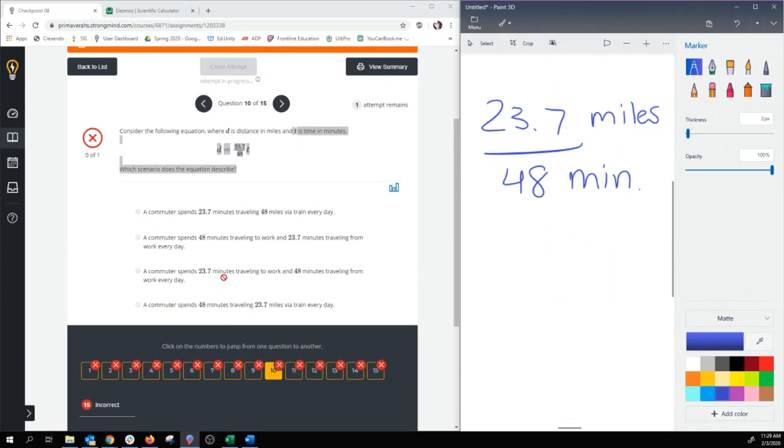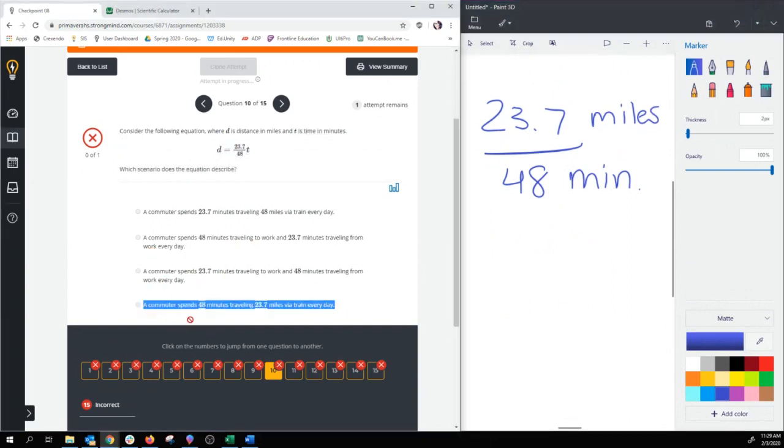Let's see. So this looks like it should be this bottom one here. A commuter spends 48 minutes traveling 23.7 miles. All these other ones have the units in weird places. So it should be this very bottom one. So the commuter spends 48 minutes traveling 23.7 miles.